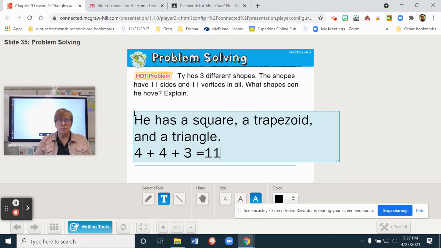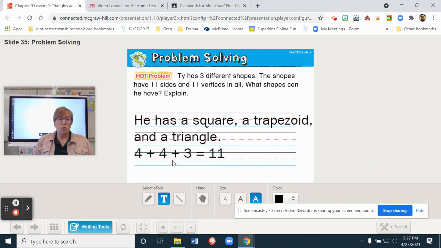Now, I have a question for you. Could you have used a different shape other than a square or a trapezoid? Yes, you could have used a rectangle because a rectangle also has 4 sides and 4 vertices. So you could use the first 2 shapes, or you could switch out and put a rectangle rather than a trapezoid or a square.